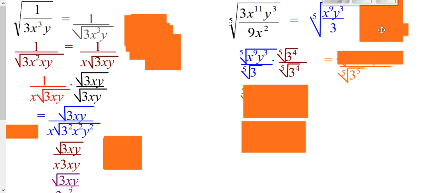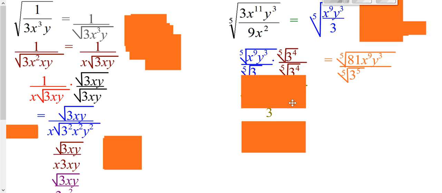So this will be my special form of 1. I'll multiply the top, and I get this. The fifth root of my 3 to the fifth just gives me a 3 in the bottom. Now, my 81, you should remember, is a 3 to the fourth. That exponent smaller than 5, I can't do anything with.